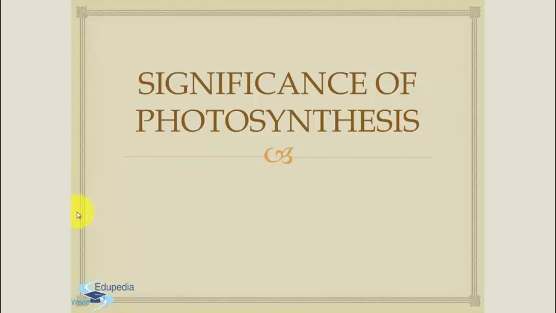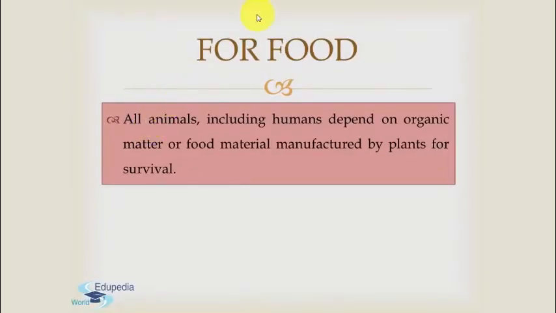See, photosynthesis is the most important and basic process which sustains life on this earth. It has manifold significance. First of all, for food. All animals including humans depend on organic matter for food material manufactured by plants for survival. See, non-green plants like fungi and bacteria obtain their nourishment from decaying organic matter which comes from dead animals and plants.